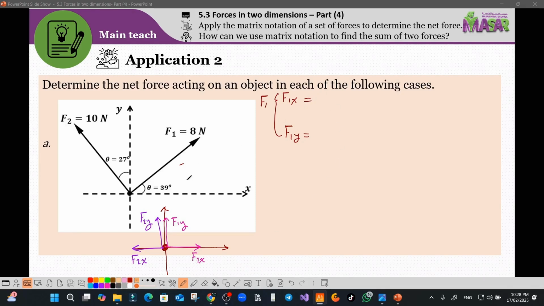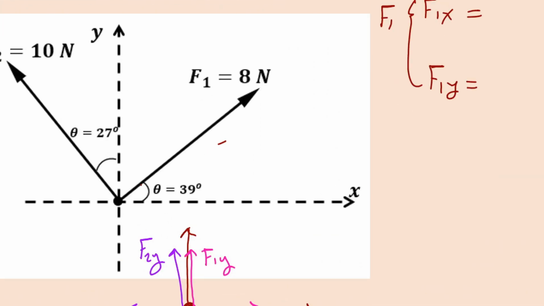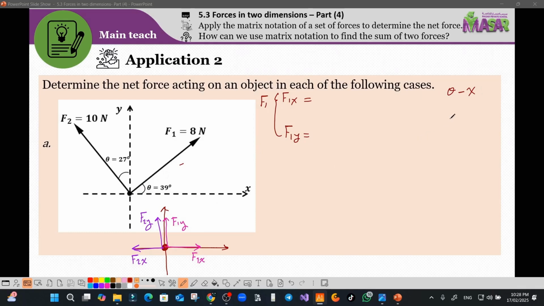Now for F1x, first I need to determine the type of this angle. The type of this angle is with respect to the horizontal, so let me write here theta is with respect to the horizontal, or with respect to the x-axis. And how can we know that? We just look at the angle between the force and the x-axis. Look at this angle, it's between the force and the x-axis. And since I said with the x-axis, this is the x type.